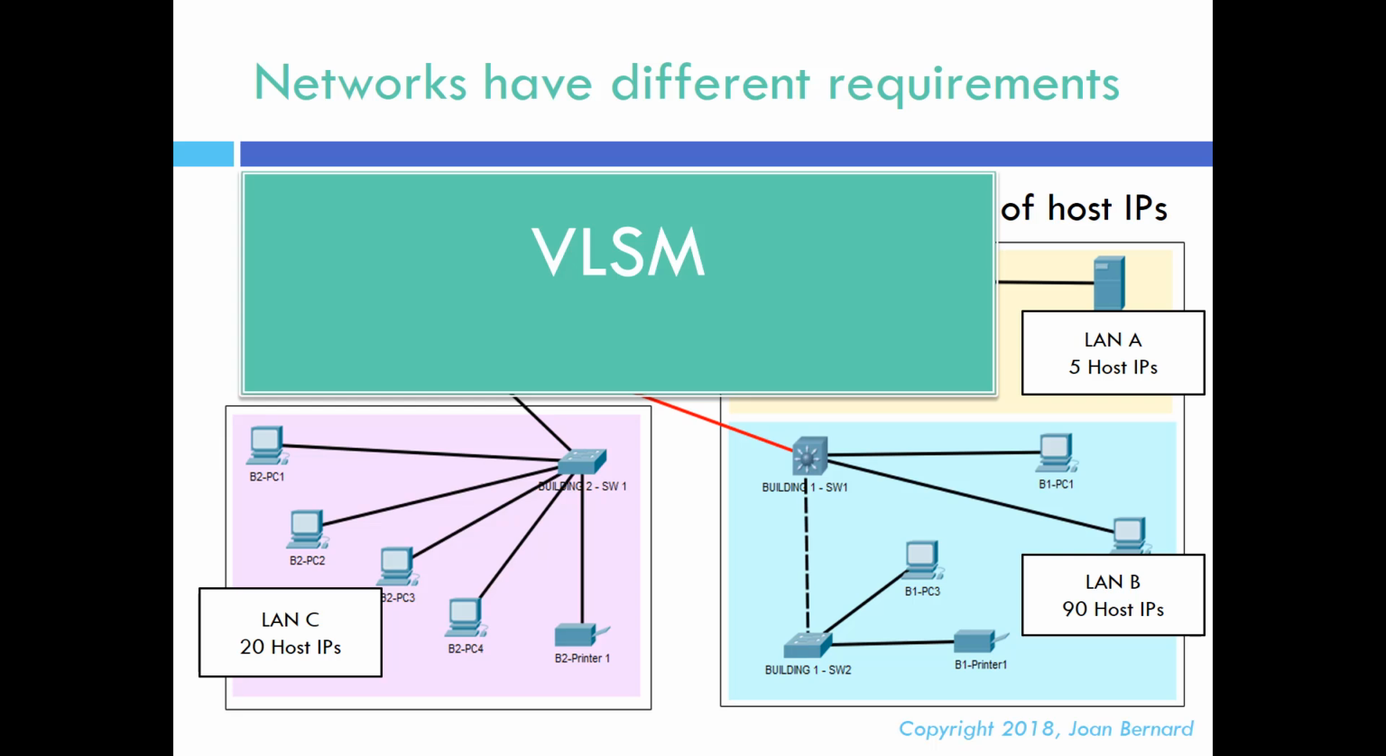We can give each one of these networks either a large or a small range of IP addresses using VLSM, which stands for Variable Length Subnet Mask. It basically means giving a bigger slice of the pie to networks that need it and a smaller slice of the pie to networks that might need a smaller number of IP addresses.